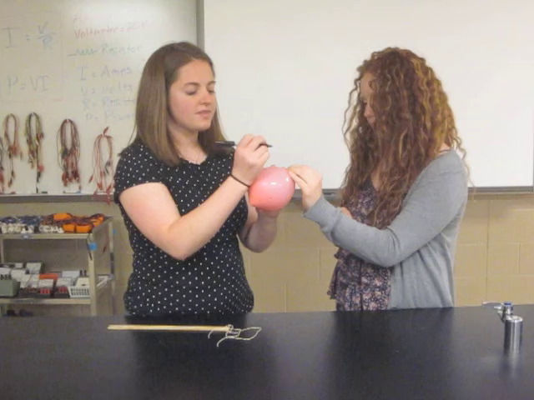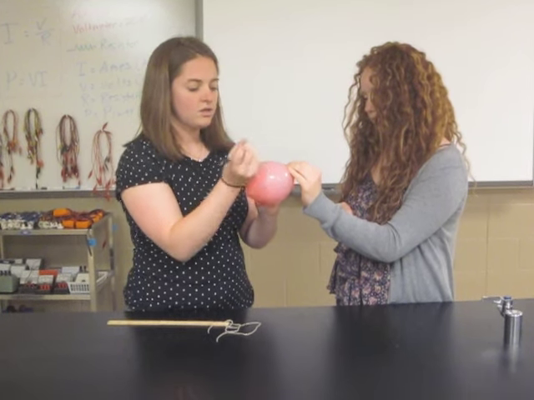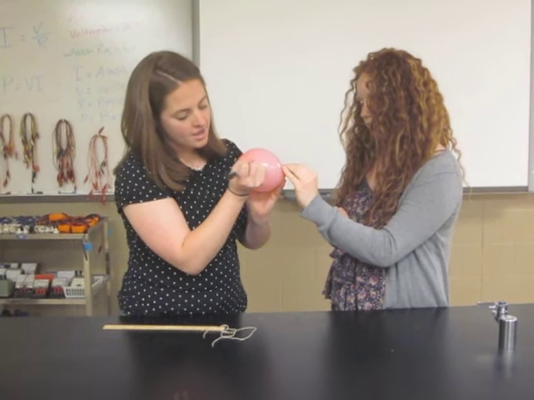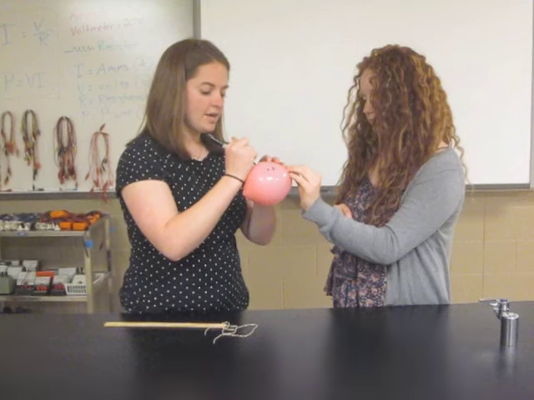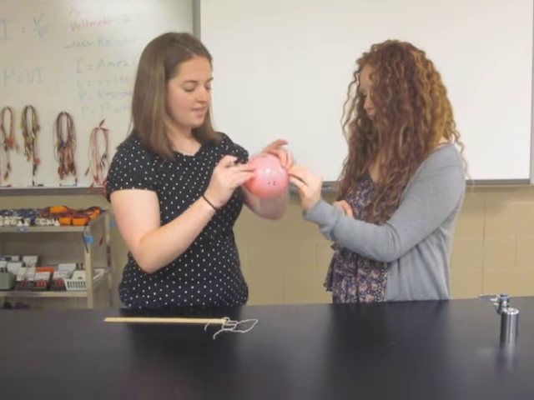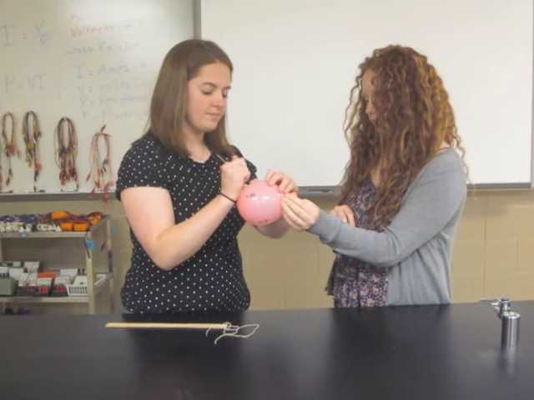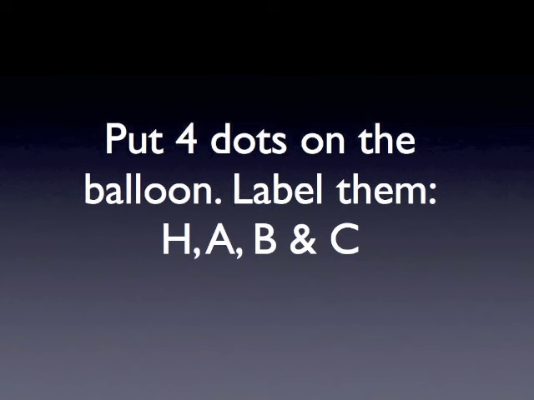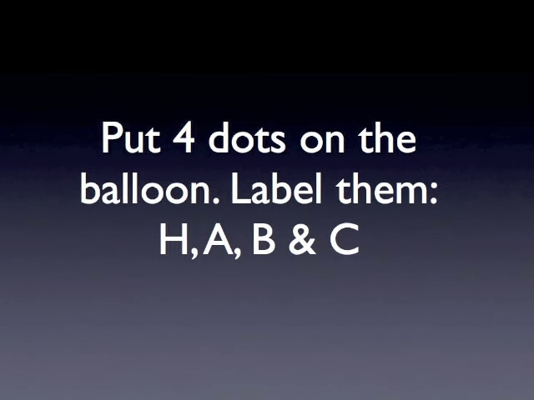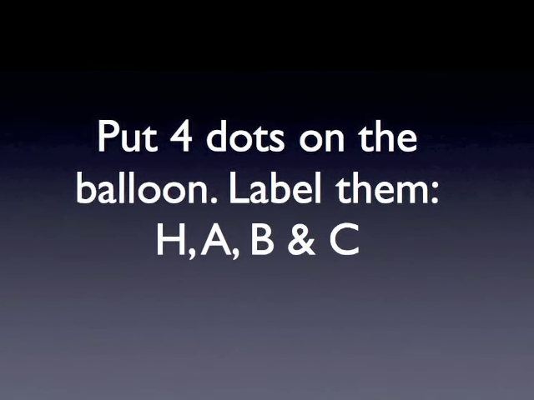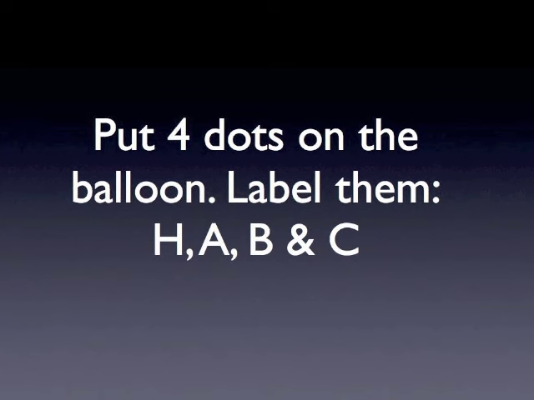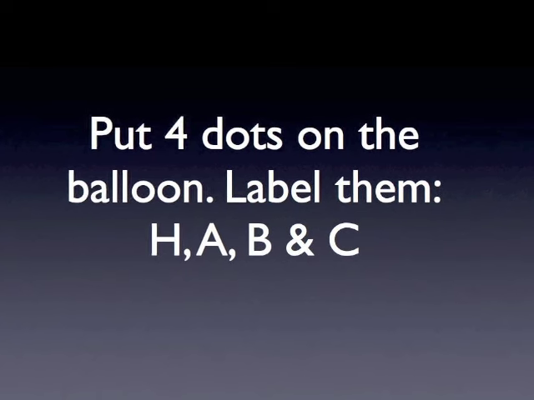And then you want to mark them with the letter H, the letter A, the letter B, and then the letter C. Pause the video and put 4 dots on your balloon, labeling them with the letters H, A, B, and C.